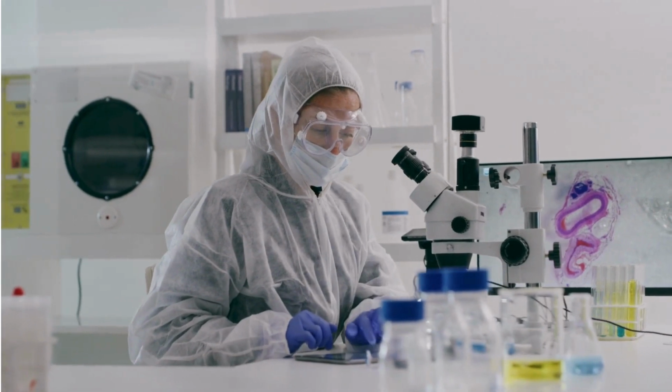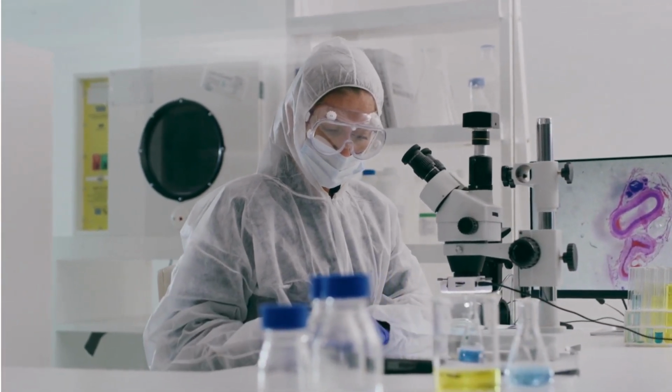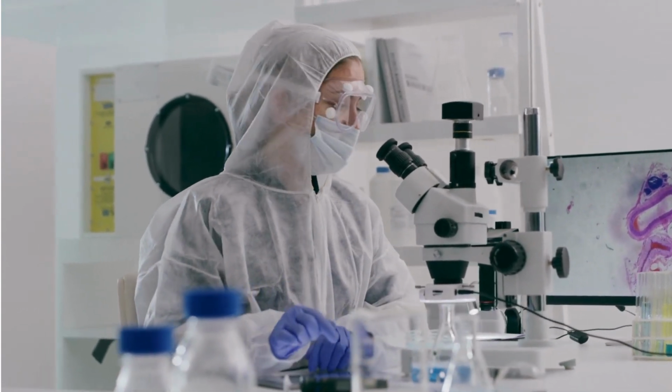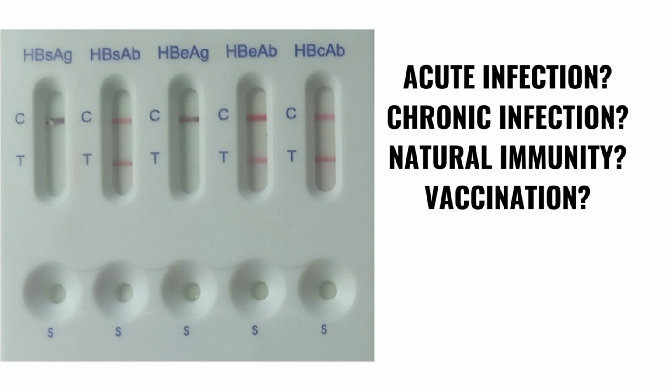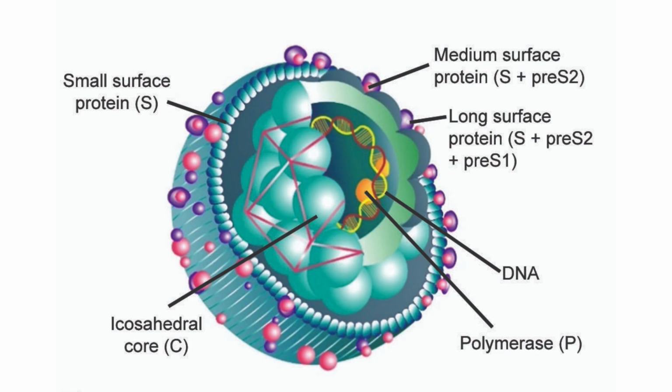Different serological markers or combination of those markers are used to identify different phases of hepatitis, whether it was acute or chronic infection, immunity, whether it's prior to infection or vaccination, or even susceptibility to infection. So let's get familiar with the components of the virus and how our body reacts toward those components.